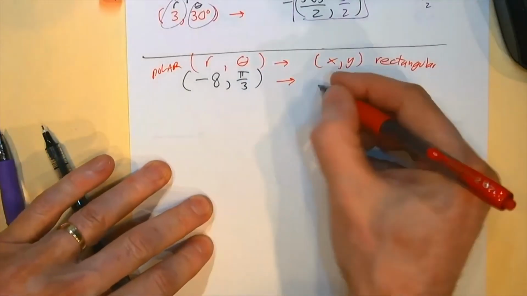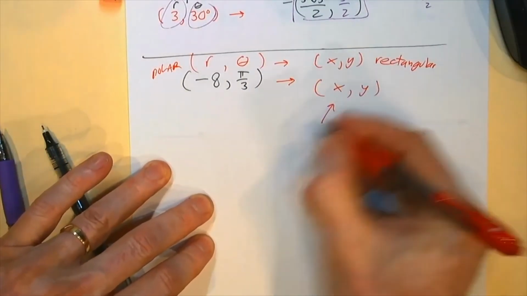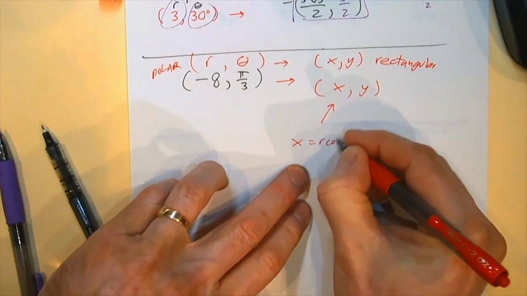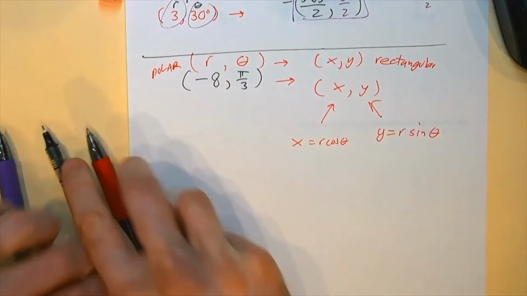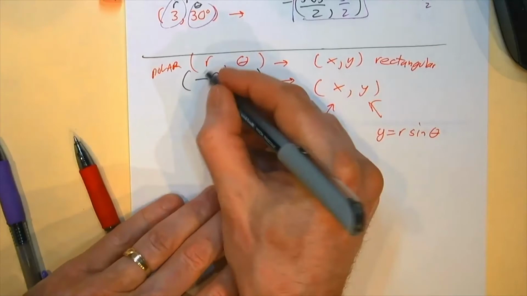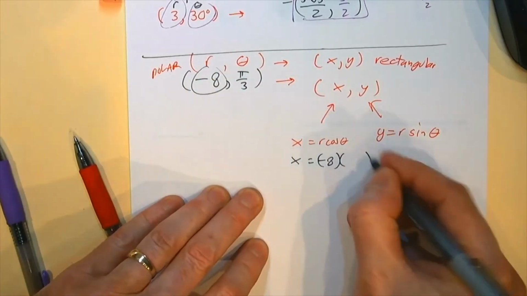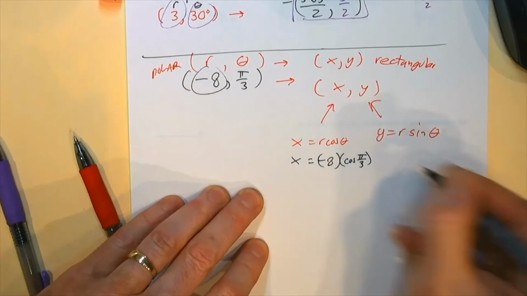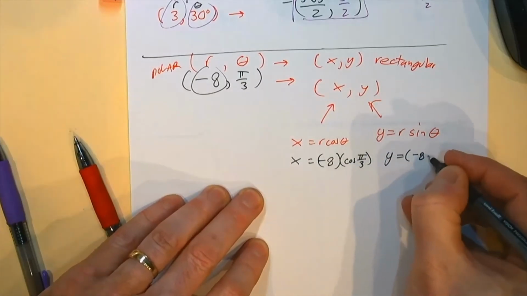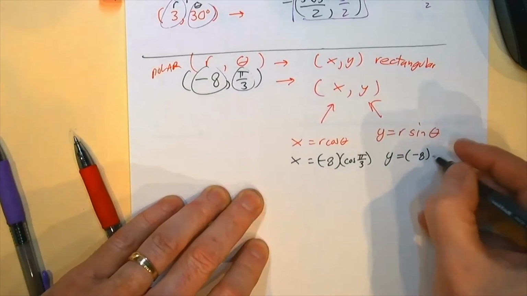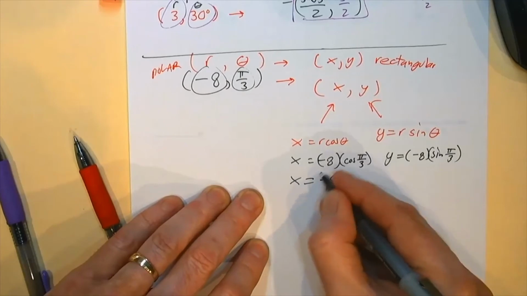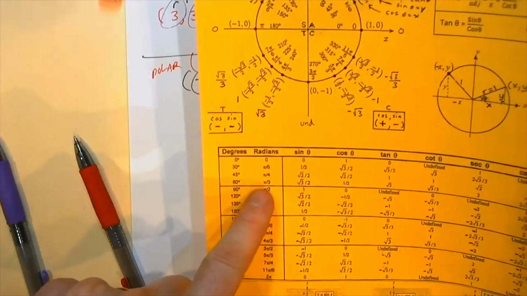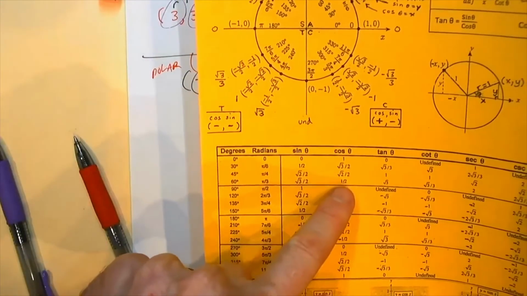Okay, so let's see, I need x and y. This is x is r cosine theta. Y is r sine theta. So we'll go x is r, -8, who cares? Doesn't scare me. Cosine of pi over 3. Y is -8, and here's theta, sine of pi over 3. So x is -8, cosine of pi over 3. Of course, if you don't have it memorized, you feel free to look it up. Cosine of pi over 3, 1/2.